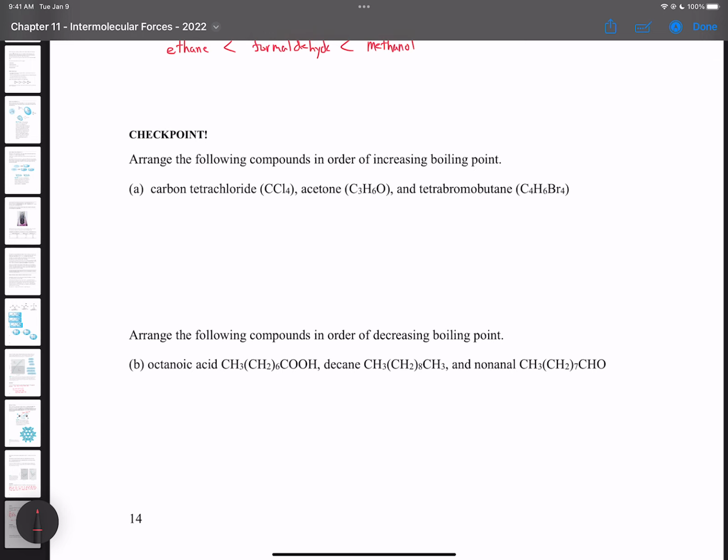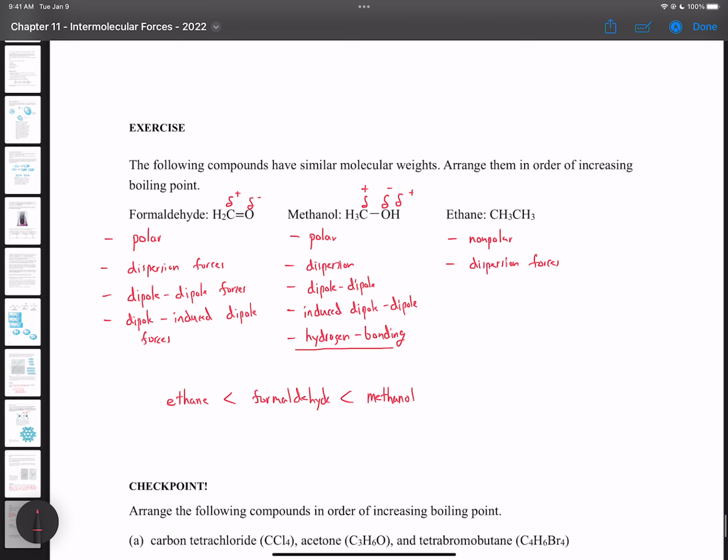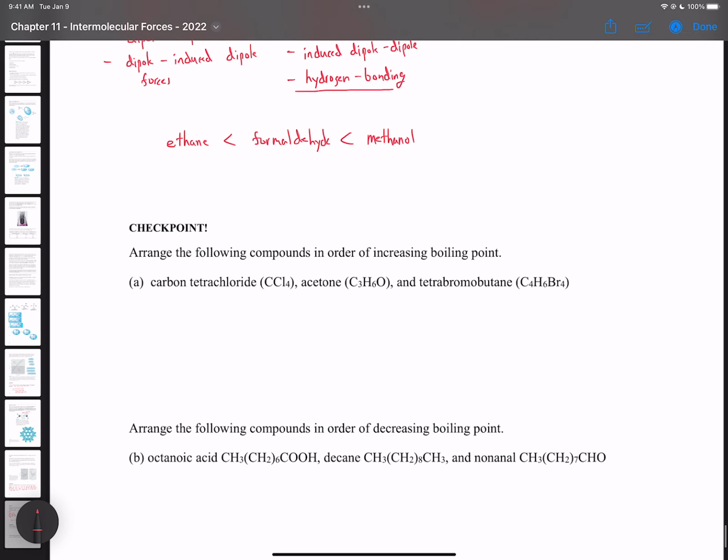Let's do these last two examples, and then we'll call it good for this lecture, okay? Let's arrange the following compounds in order of increasing boiling point. These have very different molecular weights. The previous ones had similar molecular weights, and these have very different molecular weights.